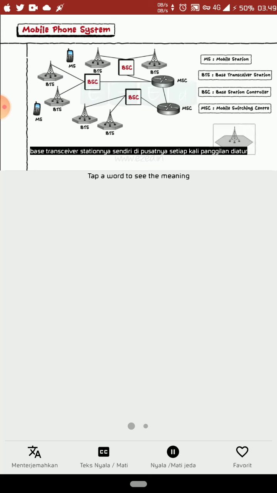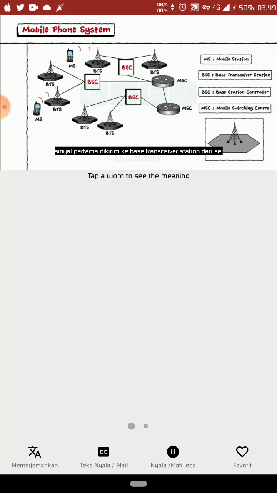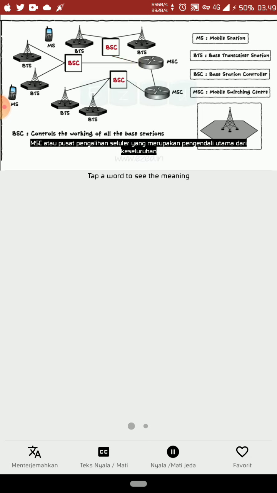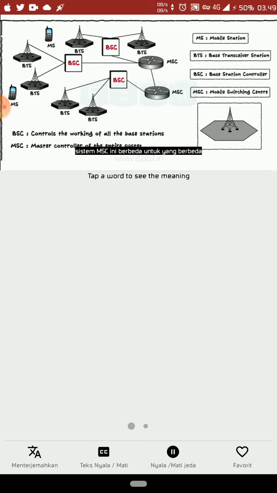Every cell has its own base transceiver station at its center. Whenever a call is set up, the first signal is sent to the base transceiver station of the cell. From this base transceiver station, it goes to the central base station controller, which controls the working of all the base stations. From BSC, it then goes to MSC, or Mobile Switching Center, which is the master controller of the entire system. These MSCs are different for different areas.